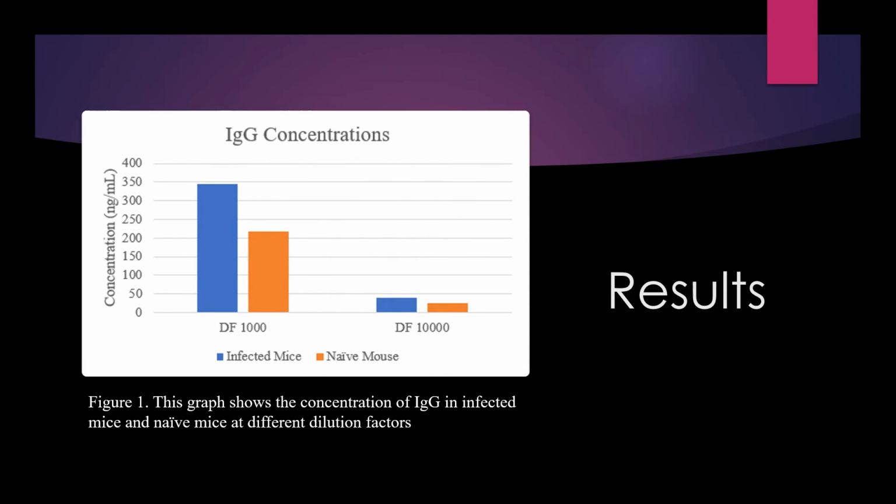This bar chart shows the concentration of IgG in infected mice and naive mice at different dilution factors. So if we first look at the dilution factor of 1,000, the infected mouse sample had a concentration of approximately 350 nanograms per milliliter, whereas the naive mouse sample had only around 200 nanograms per milliliter. And this pattern is similar to what we see with the dilution factor of 10,000. However, the concentrations are much lower, only maxing out at around 40 nanograms per milliliter for the infected mice.